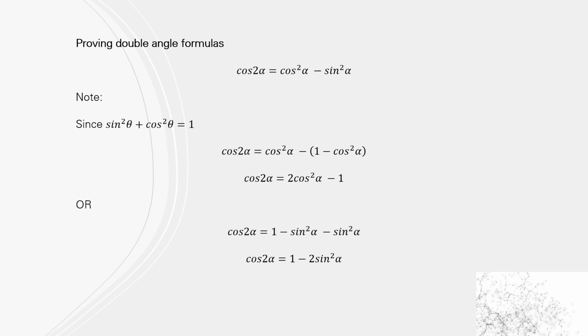Now, this can obviously be manipulated as well. So cos 2 alpha is cos squared minus sine squared. But using one of our trig identity rules, sine squared plus cos squared equals 1, we get our other two formulas. So cos 2 alpha can be 2 cos squared alpha minus 1, or it can be 1 minus sine squared alpha. These will become very important when we actually get into integration and integrating with squareds.